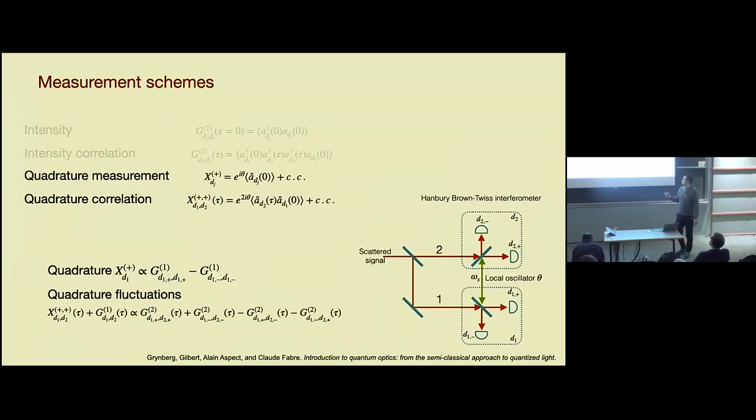Finally, the last two correlation functions are the so-called quadrature of the light field. So it's basically the average of A plus A dagger and some of its fluctuations. Both of these correlation functions can be measured by mixing the scattered signal with a strong field of the local oscillator, and then by performing measurements in basically each arm of this somewhat extended interferometer. And then the quadrature can be found by subtracting the two intensities in, for example, one of the arms, and its fluctuations can be found by measuring the G2 in each of these detectors and subtracting the cross G2 of the two arms of the interferometer.